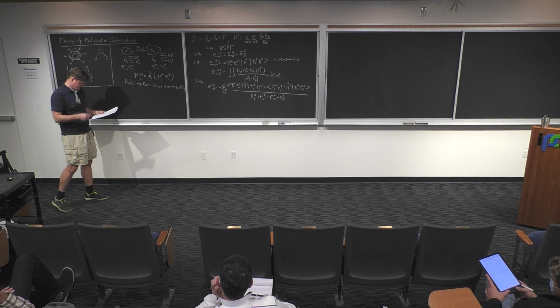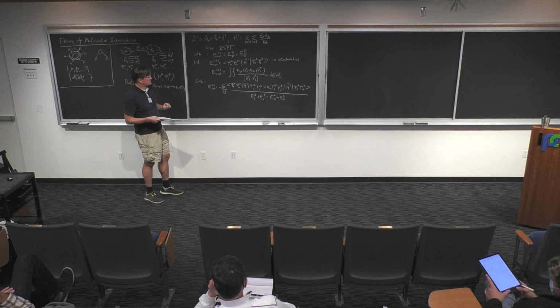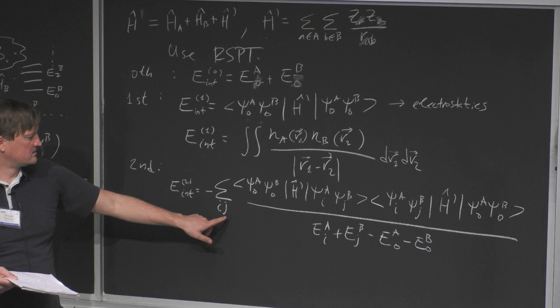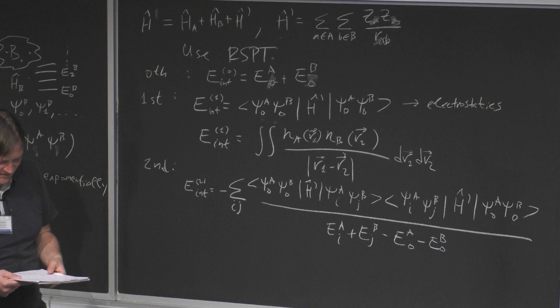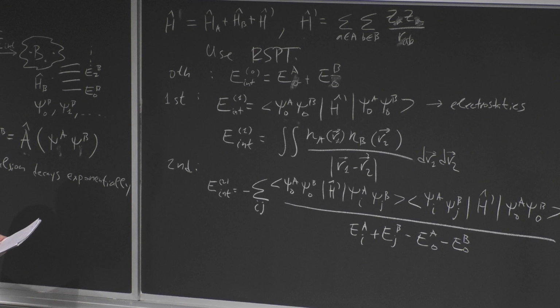Good. Now, if you look at this term, it's not very interpretable. To interpret it better, what we need to do is to split this sum into ground state and excited state effects. And when we do that, we will find an interpretation of the different terms that we have at second order of perturbation theory, which will be the so-called induction energy and dispersion energy.